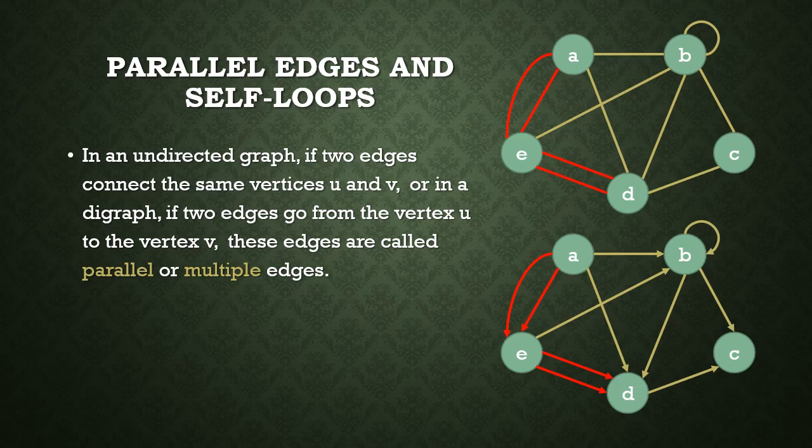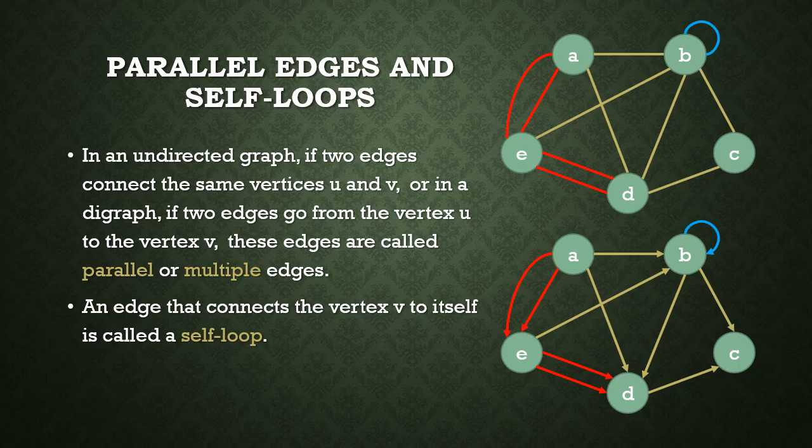Now people might question, why would you need parallel or multiple edges in a graph? Suppose that this graph actually represents flights between airports. So E is an airport, D is an airport, and two different planes at two different times are flying from E to D. So they cannot be shown by one edge. They will be shown by parallel edges.